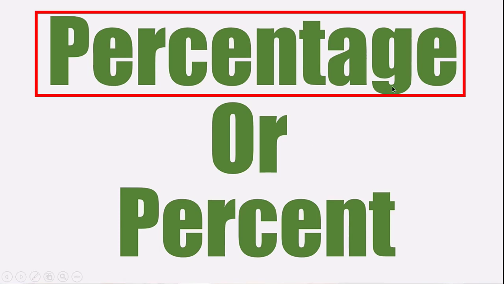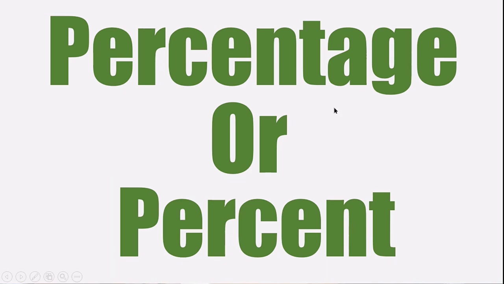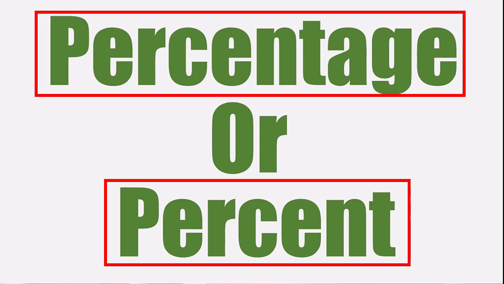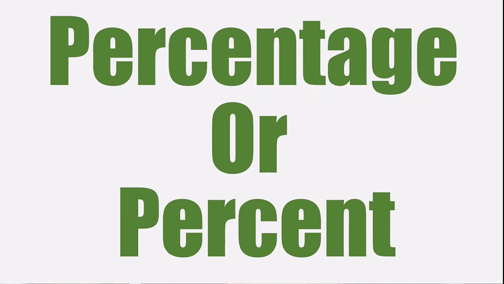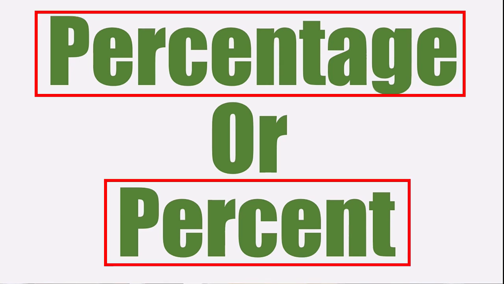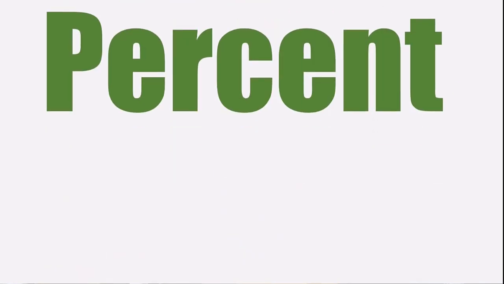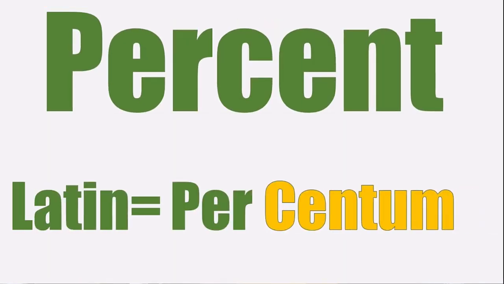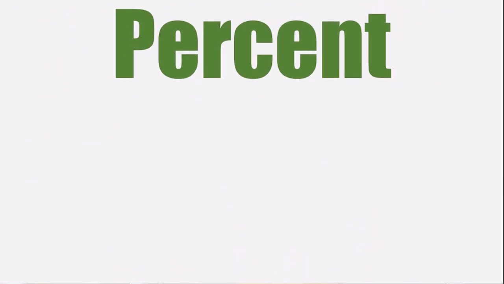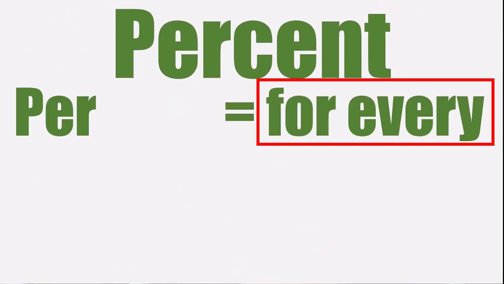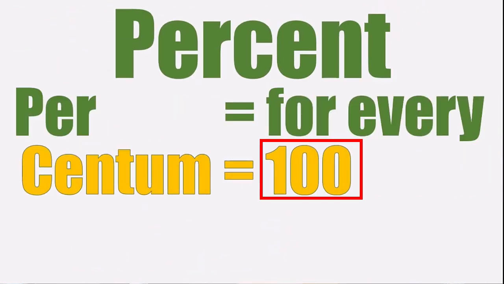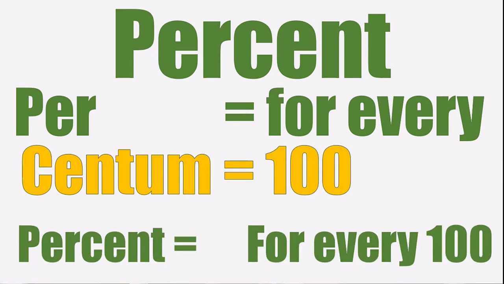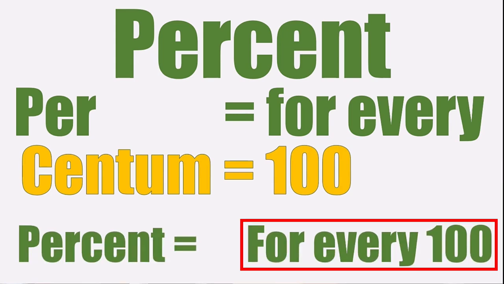Now the word percentage, or in short percent, actually means the same thing, but when it comes to constructing sentences, the two words are used differently. We shall get to that in a future video when we already know what percentage or percent is. Now the word percent actually comes from the Latin word percentum. Per means for every, and centum means 100. So literally, percent means for every 100.